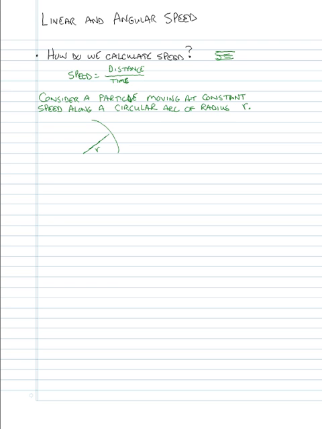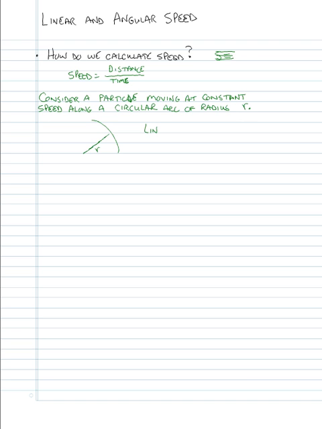Now what we want to do is decide what the speed of this particle is based on a couple of pieces of information. What's the speed of the particle? Well, remember the way we calculate, and that's called linear speed, by the way. We're traveling in a circle, but we want to know what the speed would be if we were traveling in a straight line. And so the idea, once again, is how do we calculate speed?